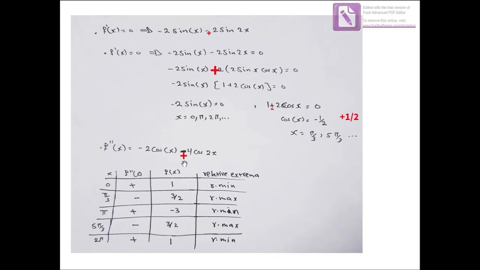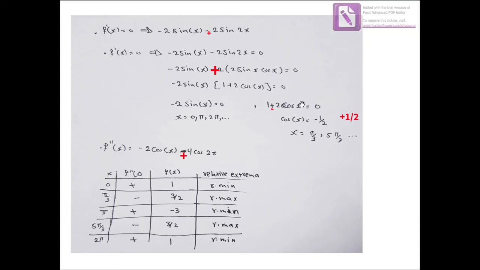So for the second derivative we need to differentiate this one. Derivative of minus 2 sine x will give us minus 2 cos x. Derivative of minus 2 sine 2x will give us minus 4 cos 2x. Derivative of sine is cosine, and we need to differentiate 2x, which is 2. So 2 multiplied by 2, 4. So here we have the second derivative.